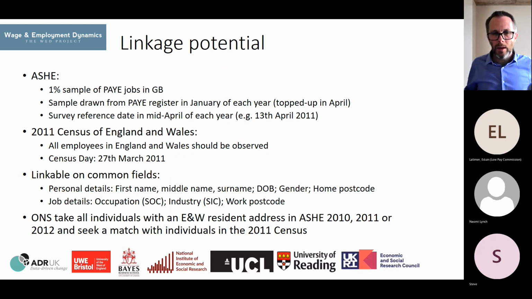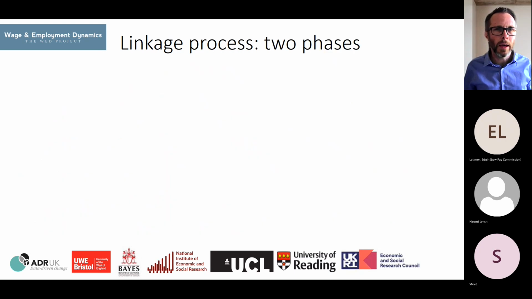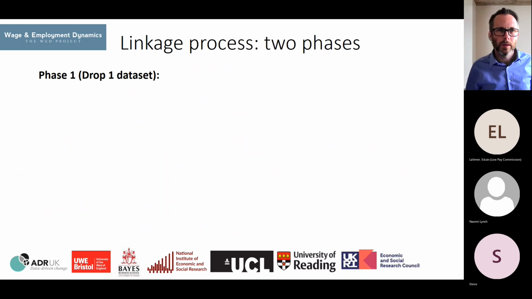I'll explain later that this 2011 census data, once it's been linked to ASHE, you can effectively link it to any year of the ASHE data set. So you could link it to 2017 ASHE ultimately, and I'll explain how that works a little bit later. But for the linkage process, they focused on individuals appearing in ASHE 2010, 11, or 12. Okay, so the linkage process went forward in 2 phases.